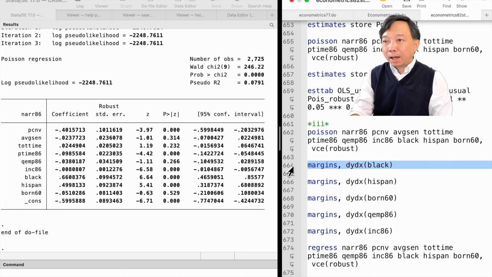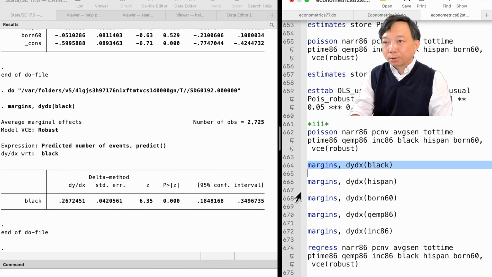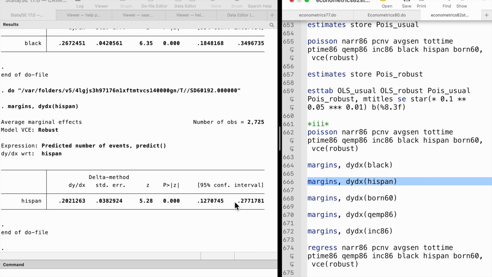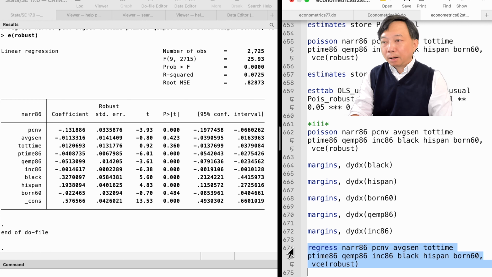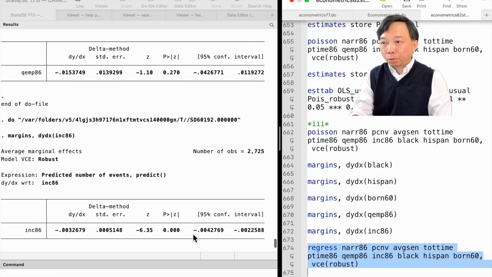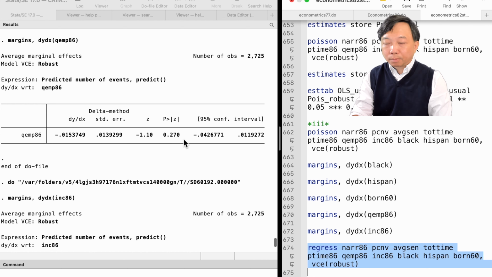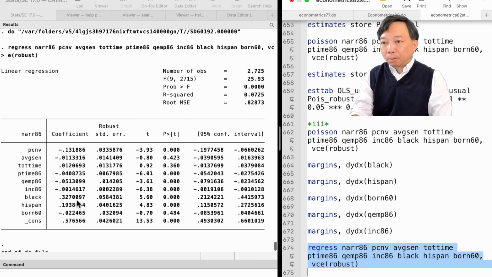We use the margins command and dydx option to obtain the average partial effects after the Poisson regression. The average partial effects in the OLS regression are just the coefficients. We can compare the results. One noticeable difference is the average partial effect of the number of quarters employed. The average partial effect from Poisson regression is minus 0.015, and it's not significant at the 10% level, but it is minus 0.051 in the OLS regression and statistically significant at the 1% level.